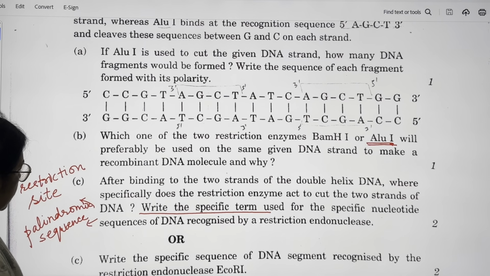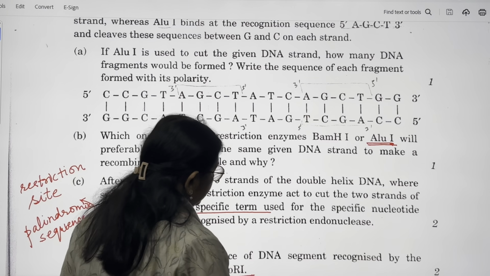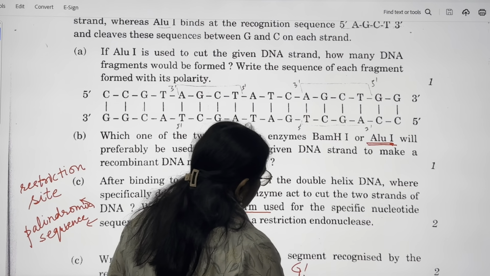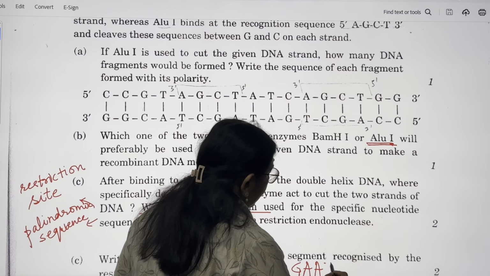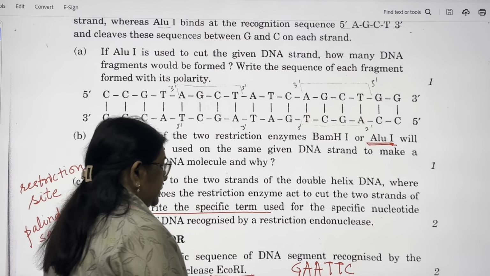A choice is there. Write the specific sequence of DNA segment recognized by the restriction endonuclease EcoRI. Very simple. GAATTC, 5 prime to 3 prime.